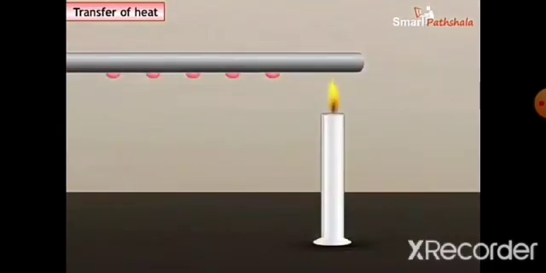Take an iron rod. Fix a few small wax pieces at equal distance on the rod. Clamp the rod to a stand. Now, heat the other end of the rod. After some time, we can observe the falling of the wax piece that is nearest to the flame, followed by the other wax piece next to it.